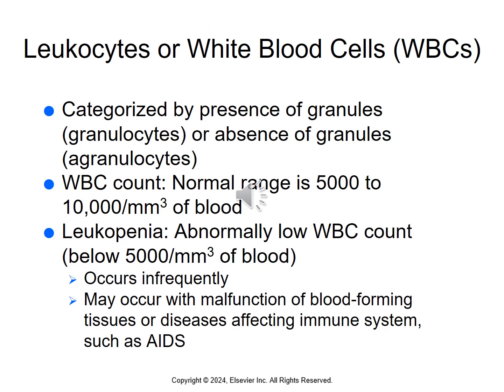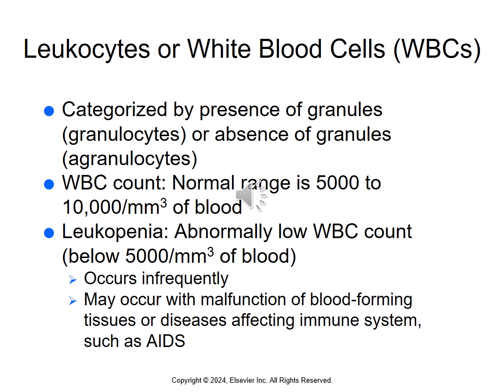Leukocytes are white blood cells. So, these white blood cells are characterized by granules, or they may be characterized by the absence of granules. So, granules are considered granulocytes. The absence of granules are considered agranulocytes. So the white blood cell count normally is between 5,000 and 10,000.